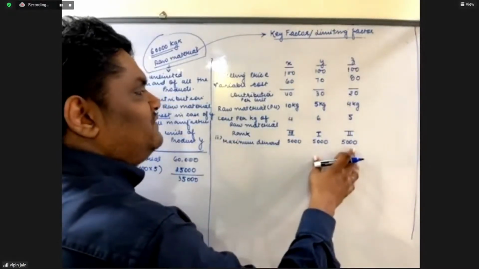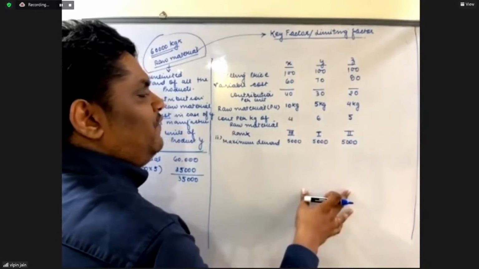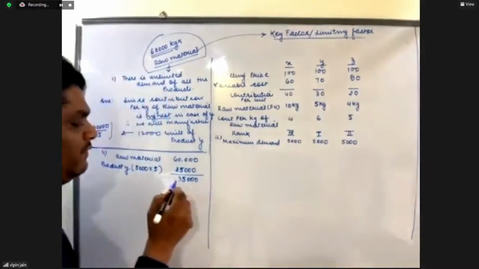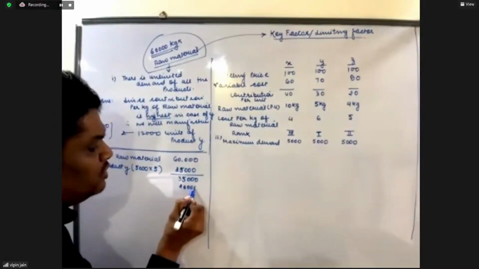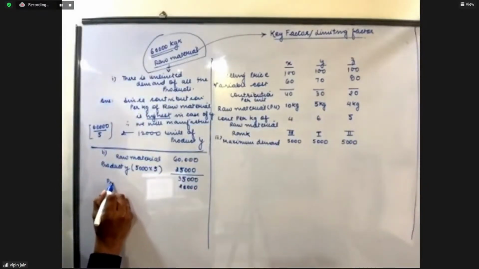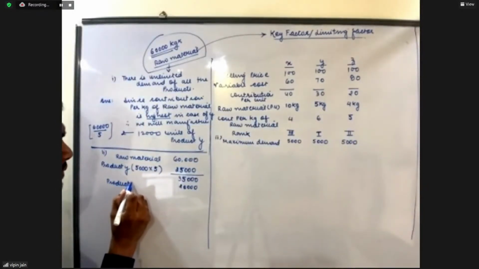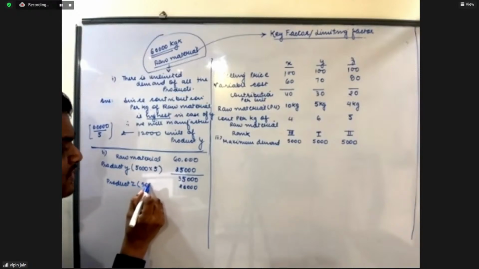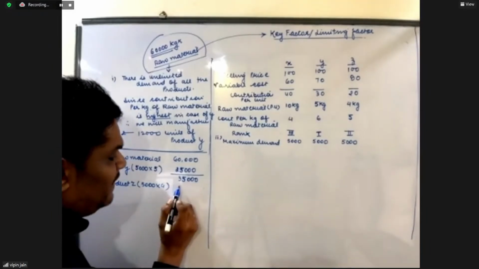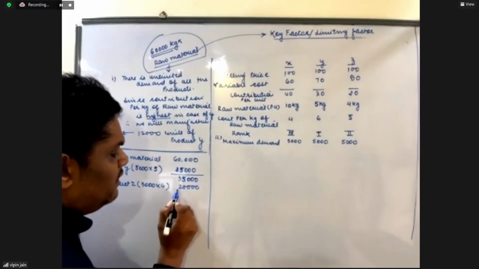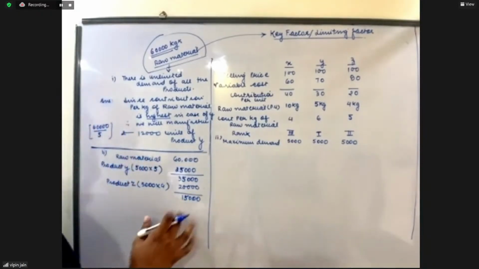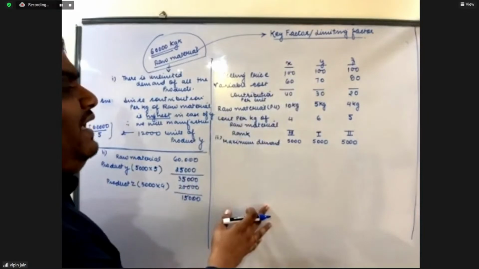Here the demand is 5,000 and the raw material per unit is 4. So the total raw material required will be how much? Again 20,000. So herein the demand of Z will also be fulfilled. That is 5,000 into 4, that is 20,000 will be used in manufacturing product Z. So we are left with only 15,000 kgs of raw material and that will be utilized to manufacture X.